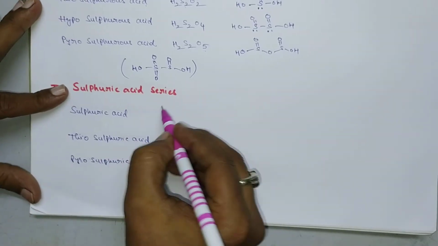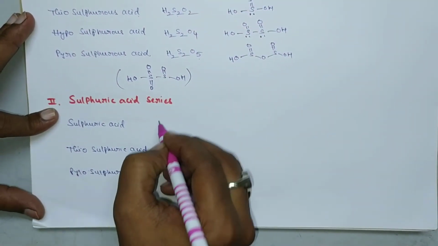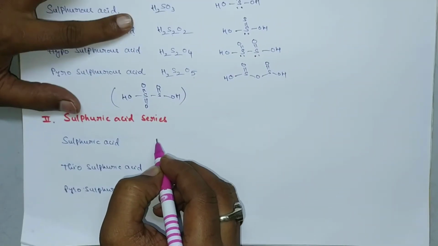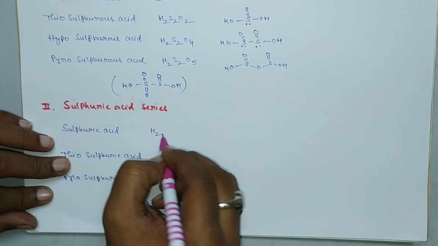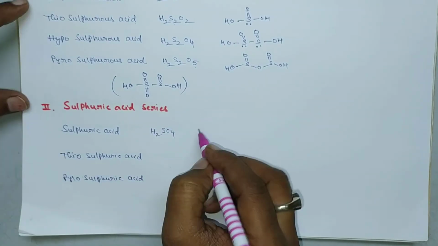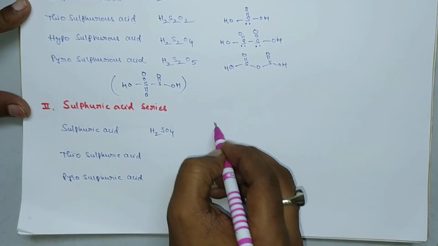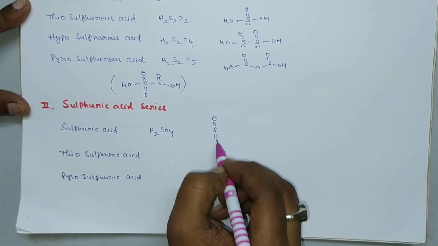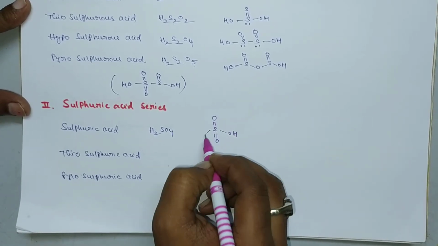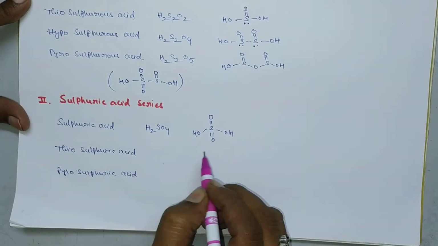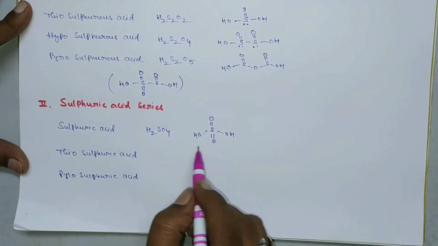So sulfuric acid means H2SO4. So here it is H2SO4. The structure for the molecule is S double bond O, OH and OH. It forms a complete octet. There is no lone pair of electrons.